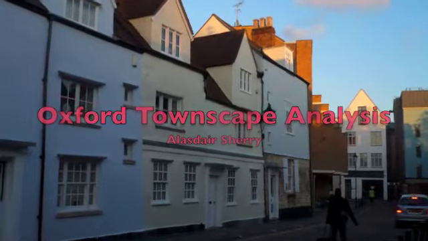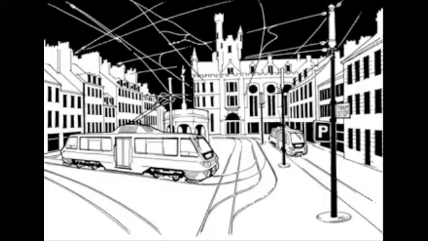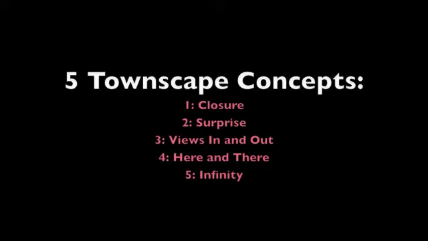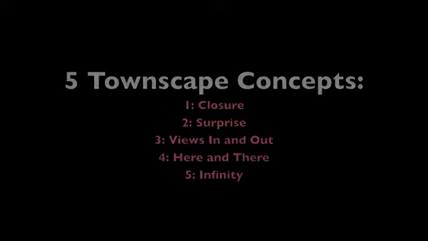The aim of this video is to identify and understand the main townscape features of Oxford in the style of Gordon Cullen, which is known as serial vision. Serial vision is a series of concepts designed by Cullen to analyse cities. Today I will be investigating 5 of these key concepts.